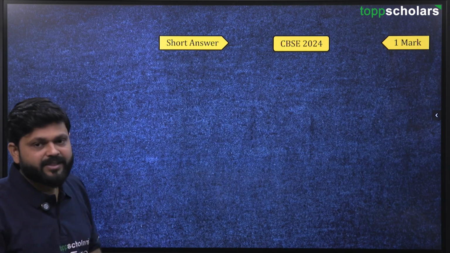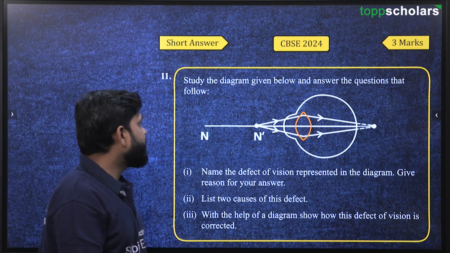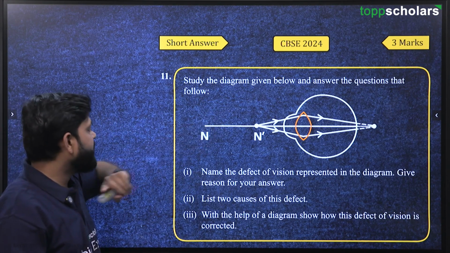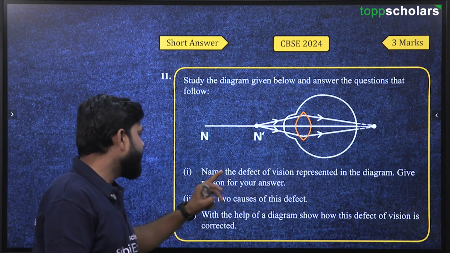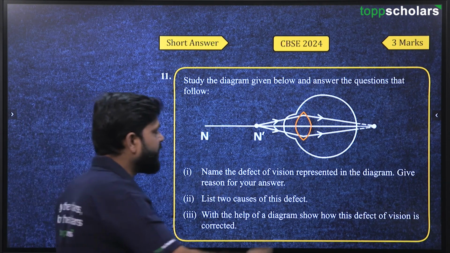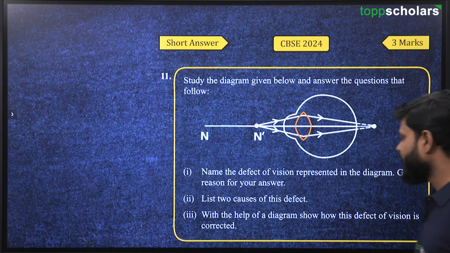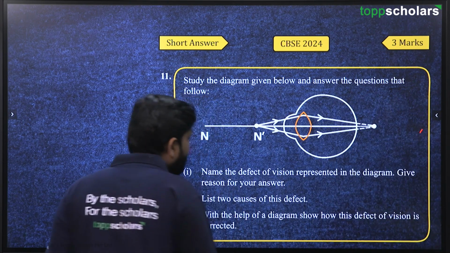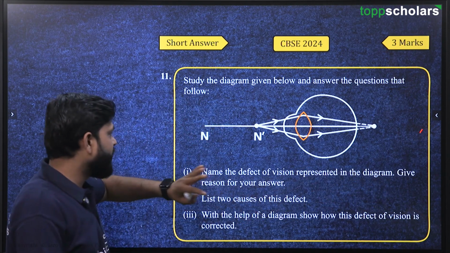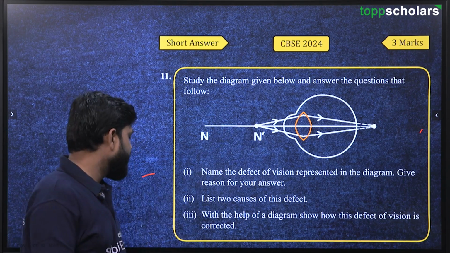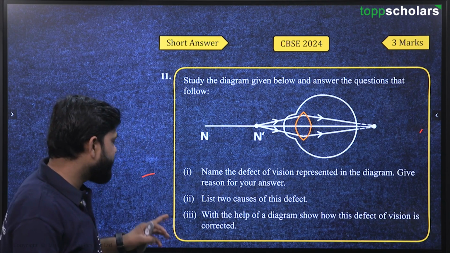So the reason was wrong. Now, see here in this question, study the diagram given below and answer the questions that follow. First is: name the defect of vision represented in the diagram and give reason for your answer. You can see here, the image is formed outside the retina. As the image is formed behind the retina, so it will be hypermetropia. Next: list 2 causes of this defect.